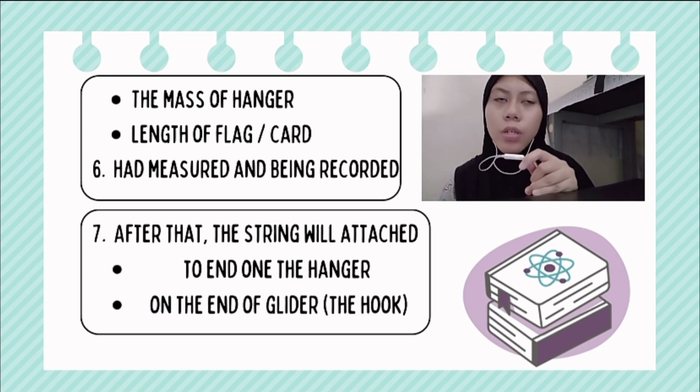After that, the string will be attached. Actually, attaching the string means that we tie it to the end of the hanger. The top of the hanger is shaped like a hook, so we tie on it, and also on the end of the glider.